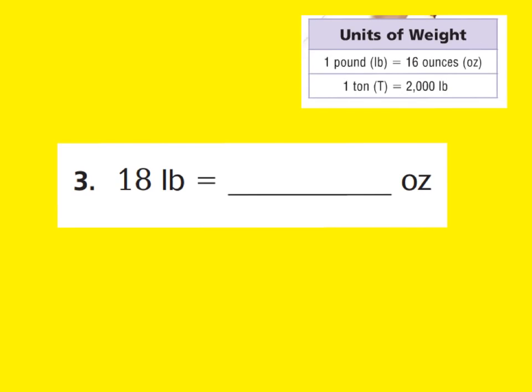Now for question number 3, we're going to convert pounds to ounces. So let's look at our chart. If I know the value of 1 pound is 16 ounces, then what will be the value of 18 pounds? Remember, when you go from a large unit to a small unit, you're going to multiply because you'll have more of these. So we're going to do the question of 18 times 16. Go ahead and press pause now, and let's see if our answers match when you press play.